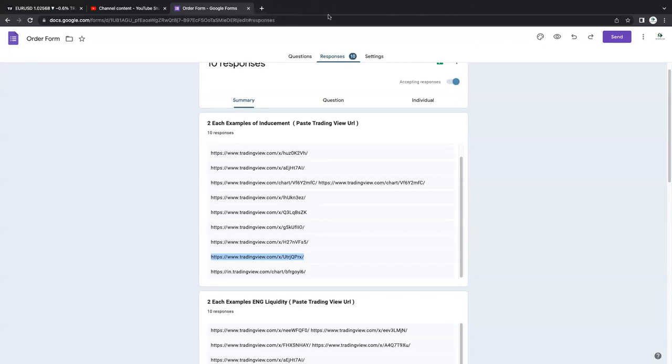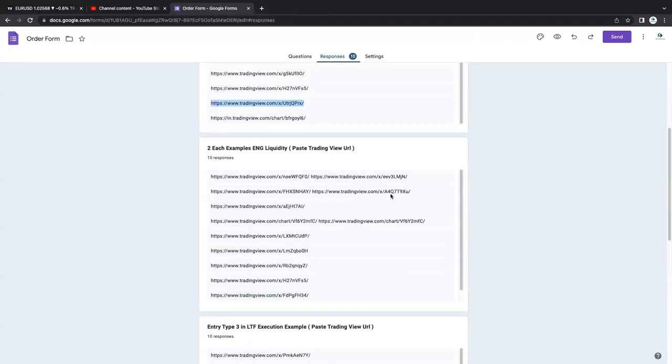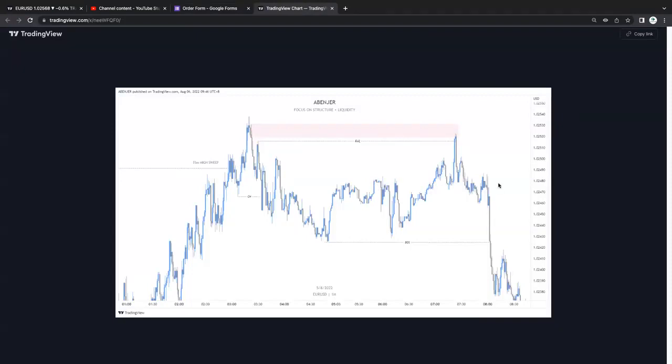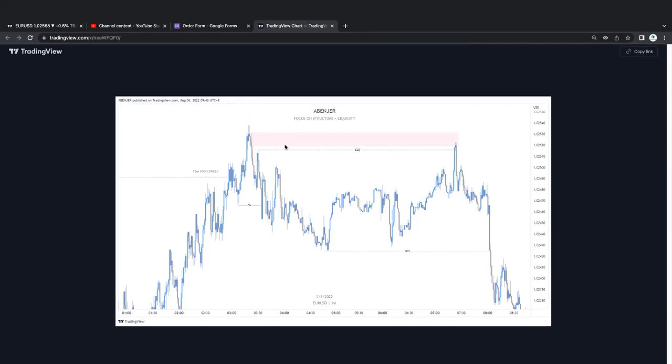Okay, the next question was to give an example of engineering liquidity. I think a lot of people make some mistakes. But let's see. Okay, change of character, first inducement, engineering liquidity tap, and perfect. This is a correct answer because the extreme point is your engineering liquidity and the first internal high, I think here, is an inducement, and the extreme one is called engineering liquidity.